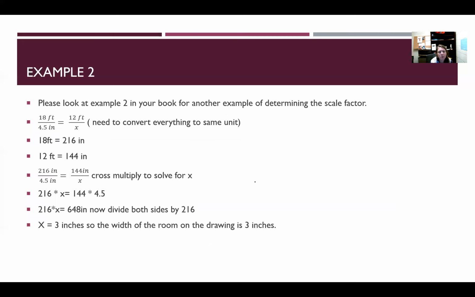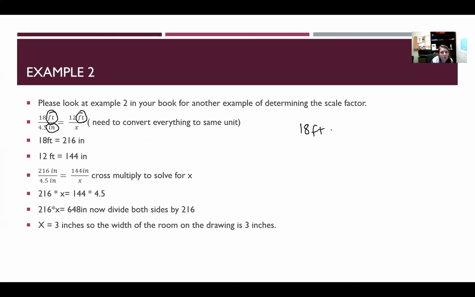All right, example 2 is another example of scale factor. And this time you're actually solving for this one. You want to figure out, okay, what is x here? So again, we have feet here and feet here, and we have inches down here. So we need to convert everything again so that it has all the same unit. So again, it's easier to convert feet.